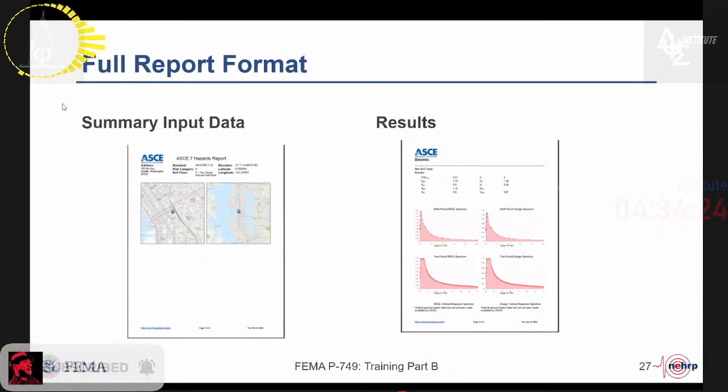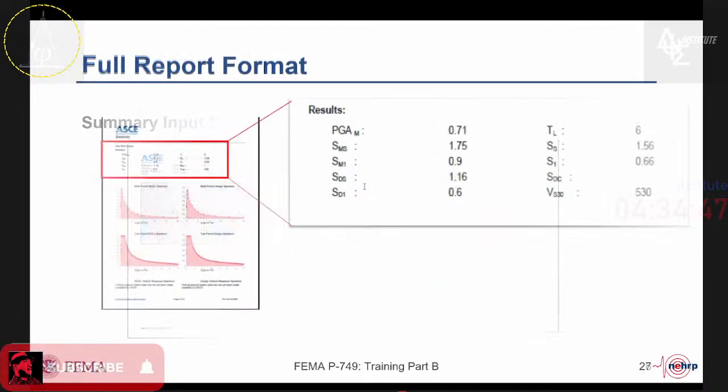What the multi-period response spectrum is, it's basically a table of the spectral values of the two spectra at 20 different periods, ranging from peak ground acceleration, or 0 seconds, to 10 seconds. It also gives you the old format, the 2-period response spectrum that we've used in ASCE 7-16 and earlier editions.